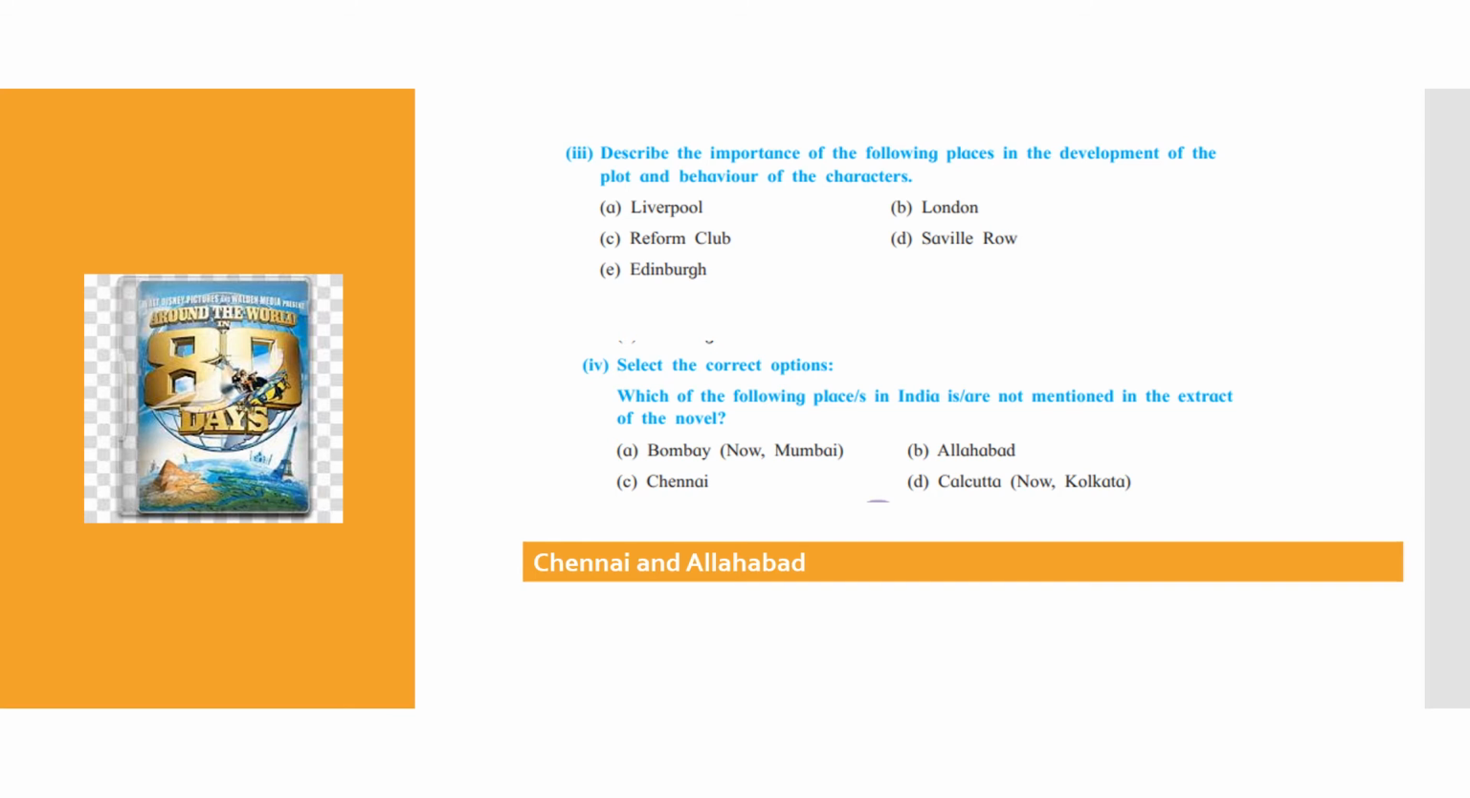Question number 4. Select the correct options. Which of the following places in India are not mentioned in the extract of the novel? The places which are mentioned are Bombay and Calcutta, and the places which are not mentioned are Chennai and Allahabad. So the correct answer is Chennai and Allahabad.